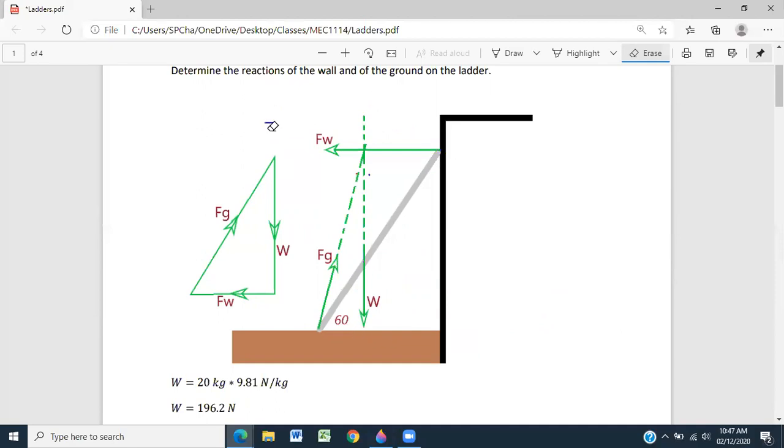So now, we found FW, we found W. Let's remember we had this triangle, we had W, we had one angle. We don't know this angle, let's call this angle theta. But now we have something new, which is FW, the magnitude of FW. So using this force triangle now, what we can do is solve for the force at the ground, Fg.